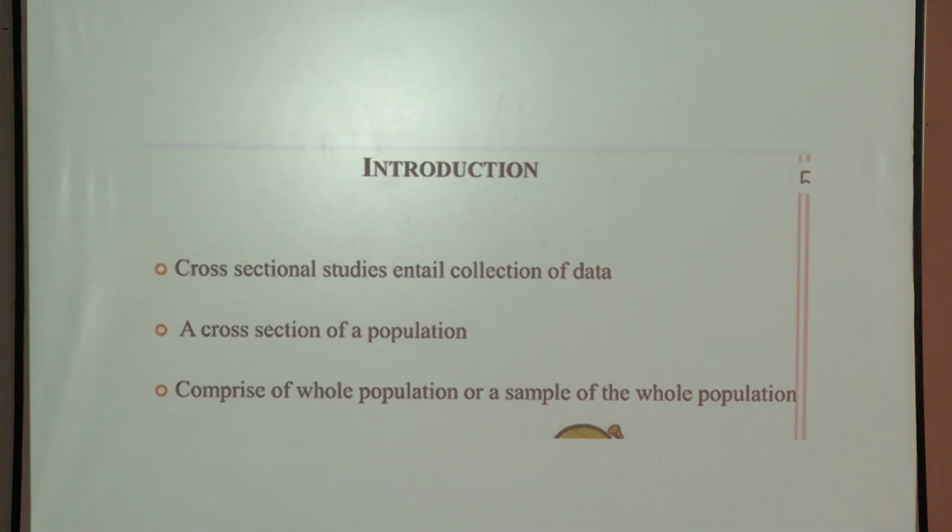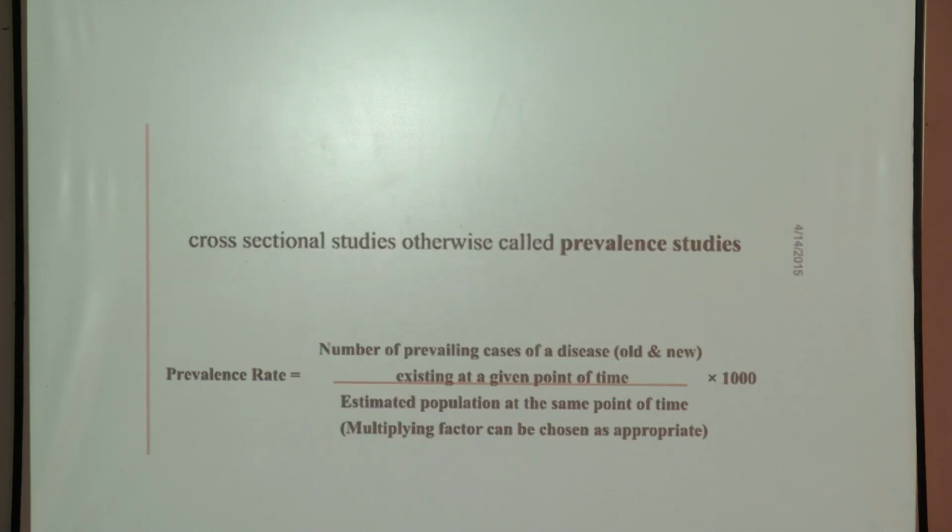So getting back to the previous one, cross-sectional study entails collection of data. A cross-section of the population comprises the whole population or sample of the whole population. We talked about it in the last class. We don't need to go any further in that.